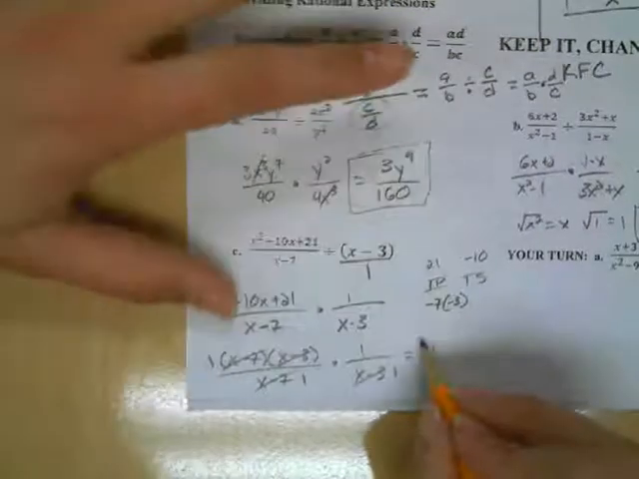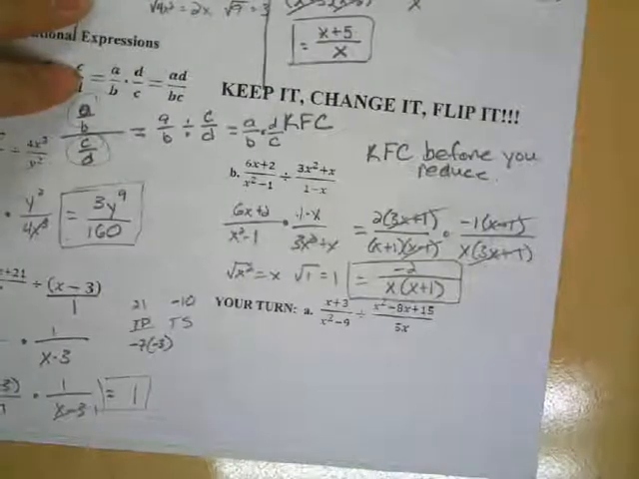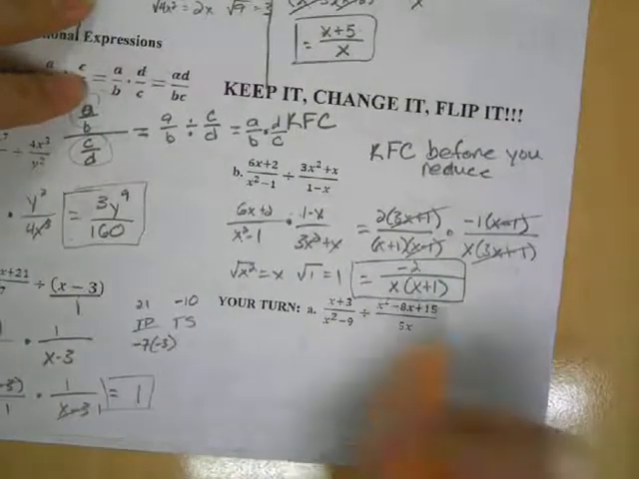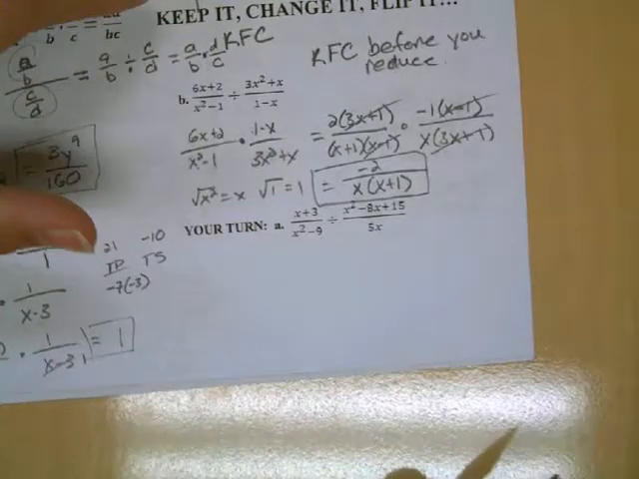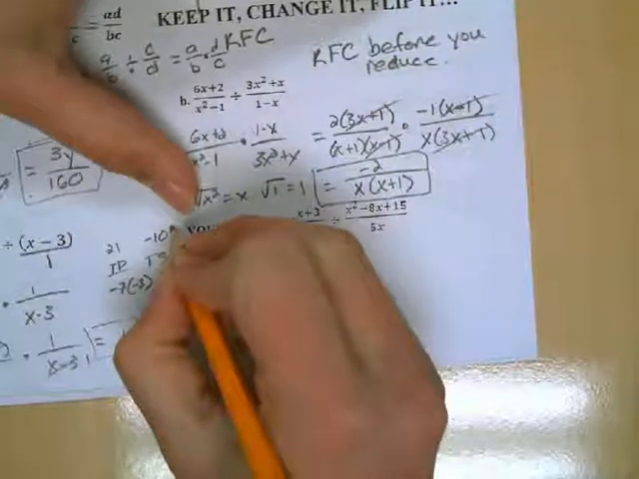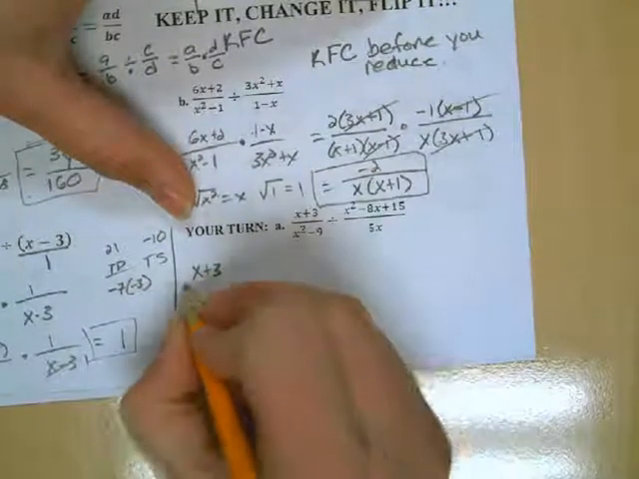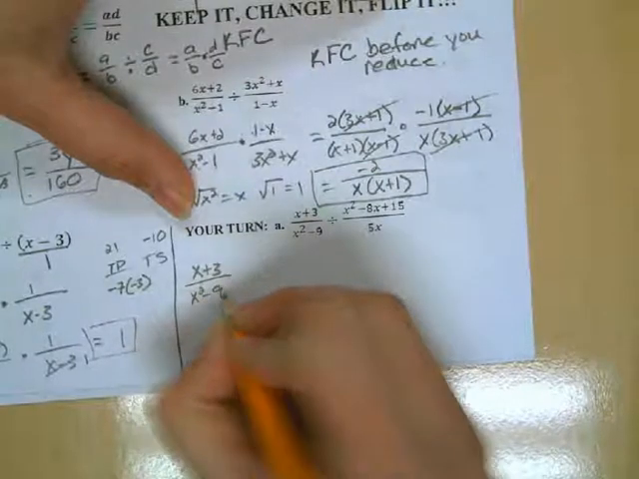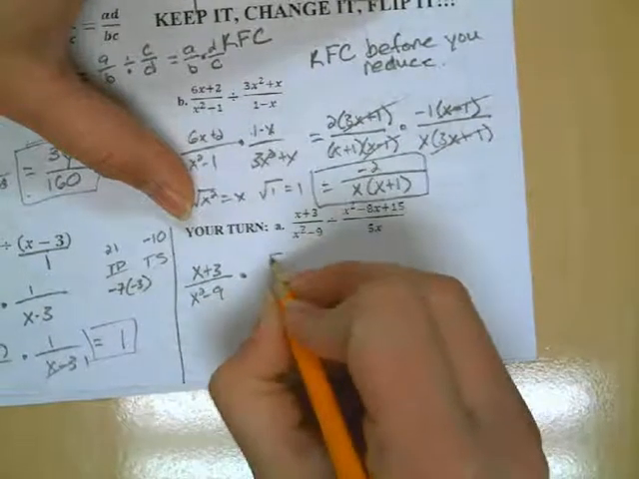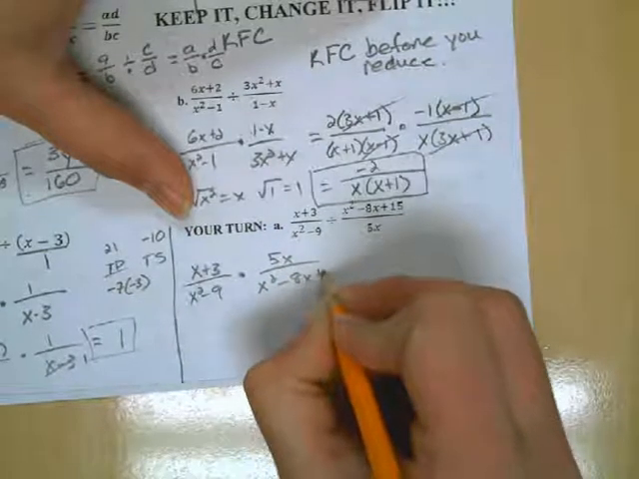That is possible. Again, I would go ahead and hit the pause button, see if you can get the correct answer for this before you watch me do it. I'm going to go ahead and do it. Keep it, flip it, change it, start there. X plus 3 over x squared minus 9 times 5x over x squared minus 8x plus 15.